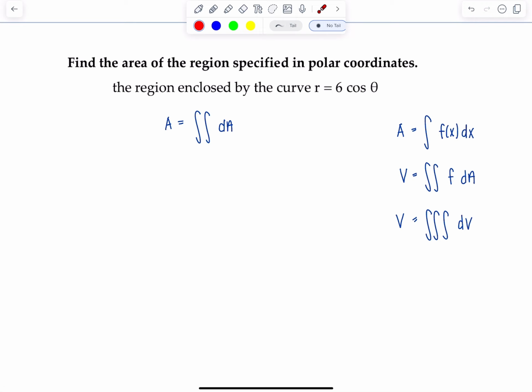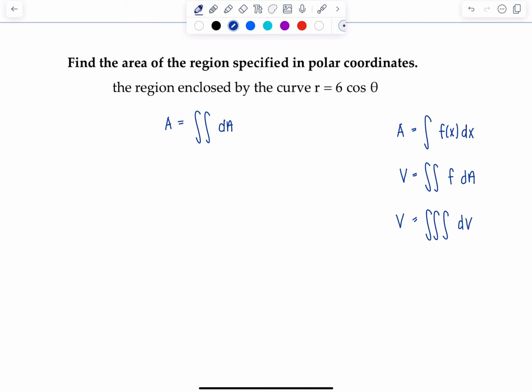So just keep track of what's going on. It's an area if you have a double integral dA and no function. As soon as you slap a function in there, now it's a volume. Or you could do triple, no function, that's also a volume. You see? Okay. So we're setting it up this way. We have to find the area of the region enclosed by the curve r equals 6 cosine theta.